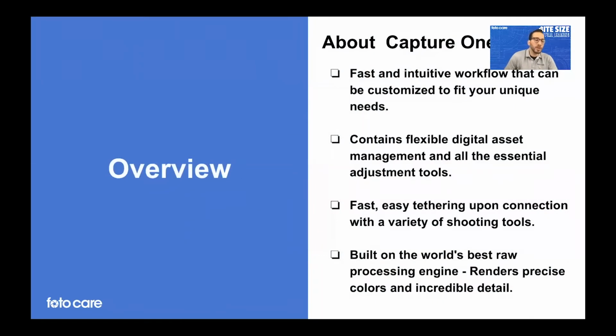If you're new to it, have only used Lightroom, Bridge, or Photo Mechanic or anything like that, Capture One is a fast and intuitive workflow that can be customized to fit your unique needs. It's an advanced photo image editor that supports tethering and can also work with cataloging. This is different than cataloging your entire archive. It's a little different, but a little the same. We'll get to that in a minute. It contains our flexible digital asset management and all the essential adjustment tools. So virtually anything that you need to do to turn your raw file into a TIFF or a JPEG or a PSD or whatever it happens to be that you need, you can make that happen.